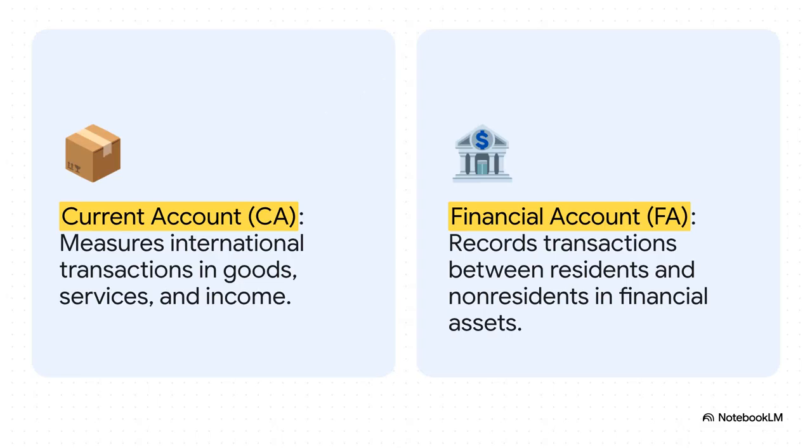The answer lies in the other side of the balance sheet, the financial account. It's the perfect mirror image. While the current account tracks flows of income, the financial account tracks trade and assets. We're talking stocks, bonds, real estate, entire companies. It's all about who's buying and selling ownership around the world.